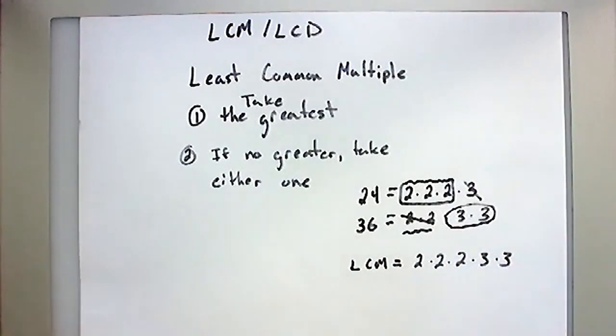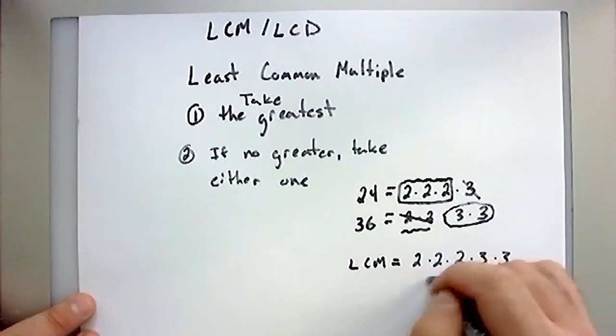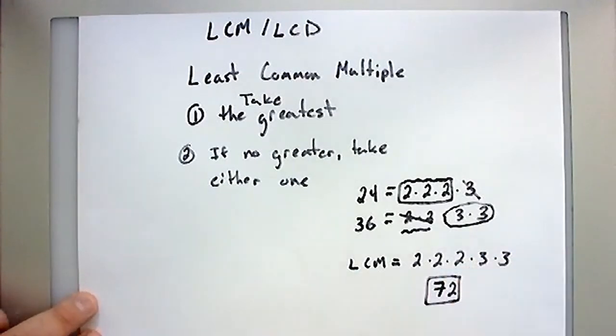And honestly, on the test, if you want to leave it like that, I don't have a problem with it. You don't necessarily need to go back and multiply these all together. If you want to, you can. 2 times 2 times 2 is 8, and 3 times 3 is 9. So this would be an LCM, a least common multiple of 72.